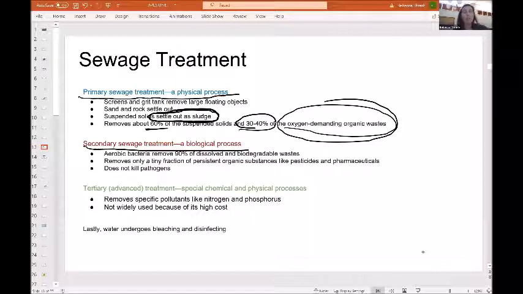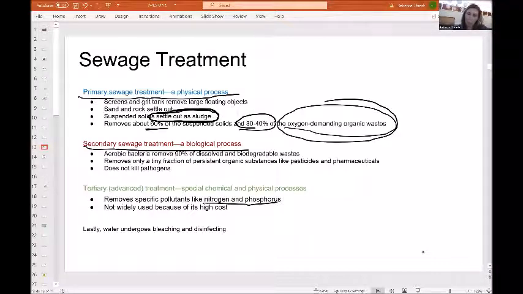And unfortunately, a lot of sewage treatment plants are not currently equipped with a tertiary or advanced treatment system. So those are special chemical and physical processes using very sophisticated filters to get things out like nitrogen, phosphorus. The reason why it's not widely used is because it costs a lot of money to put in an additional level of sewage treatment.